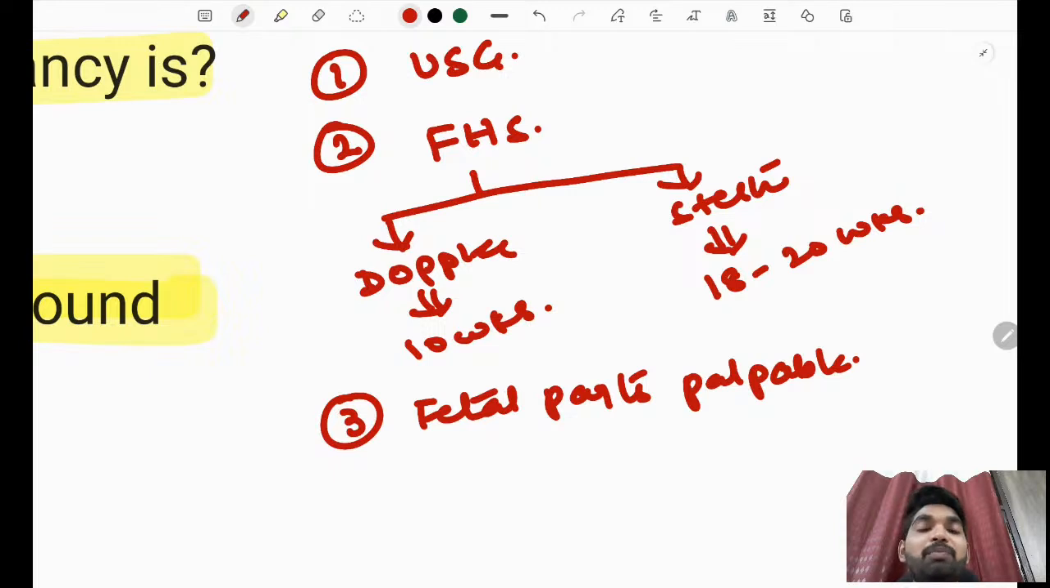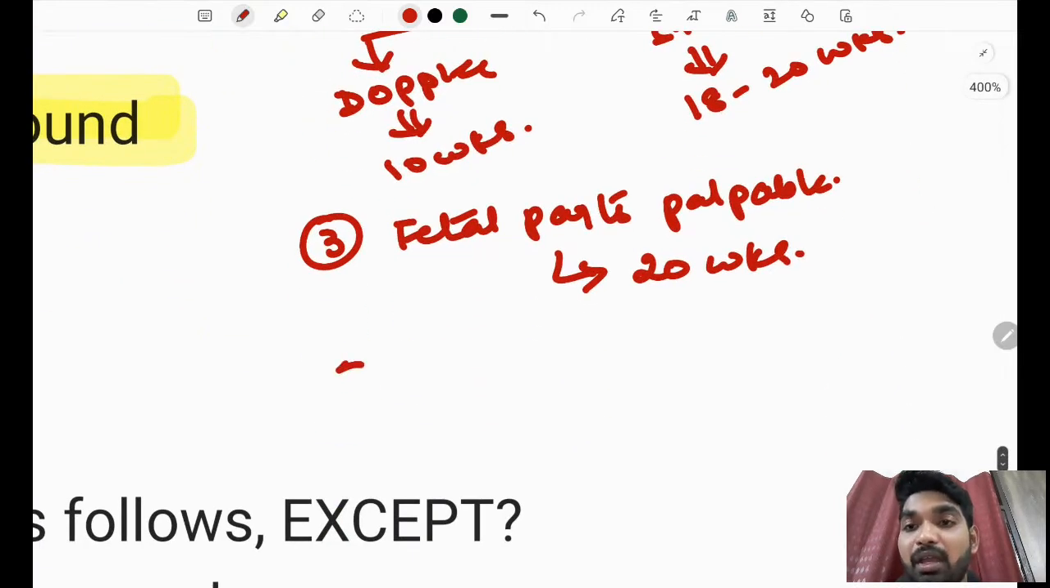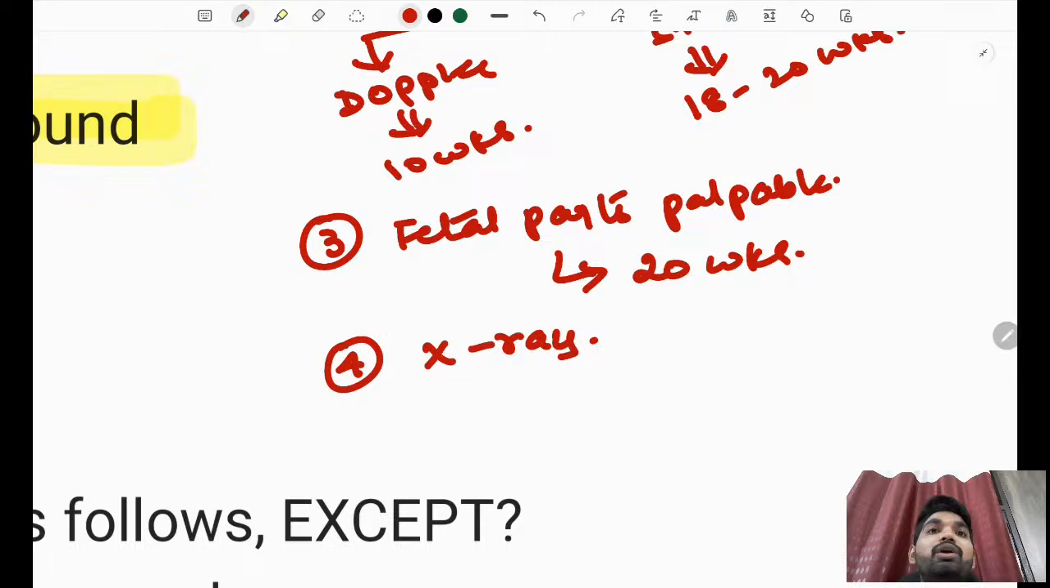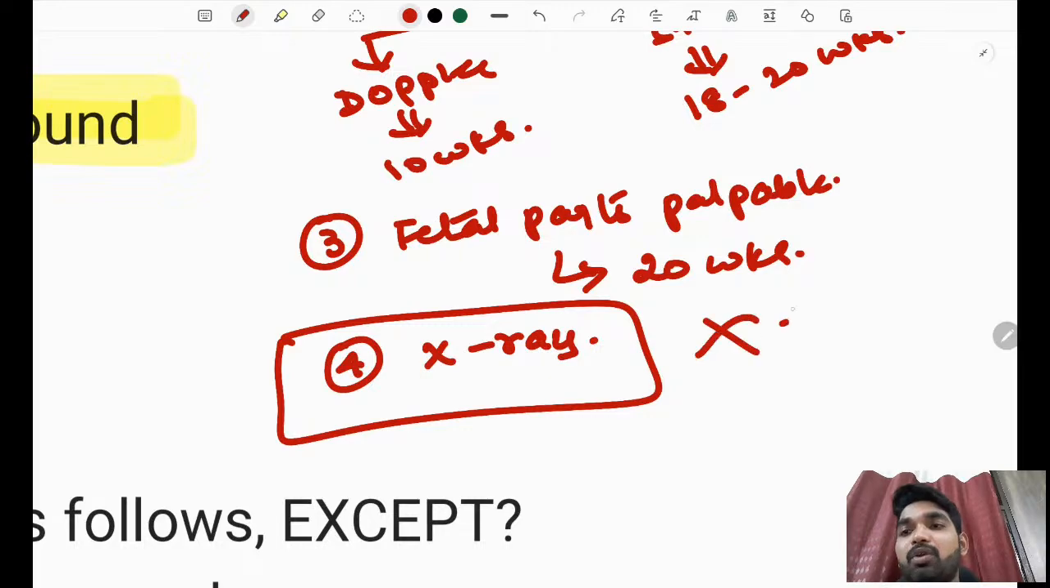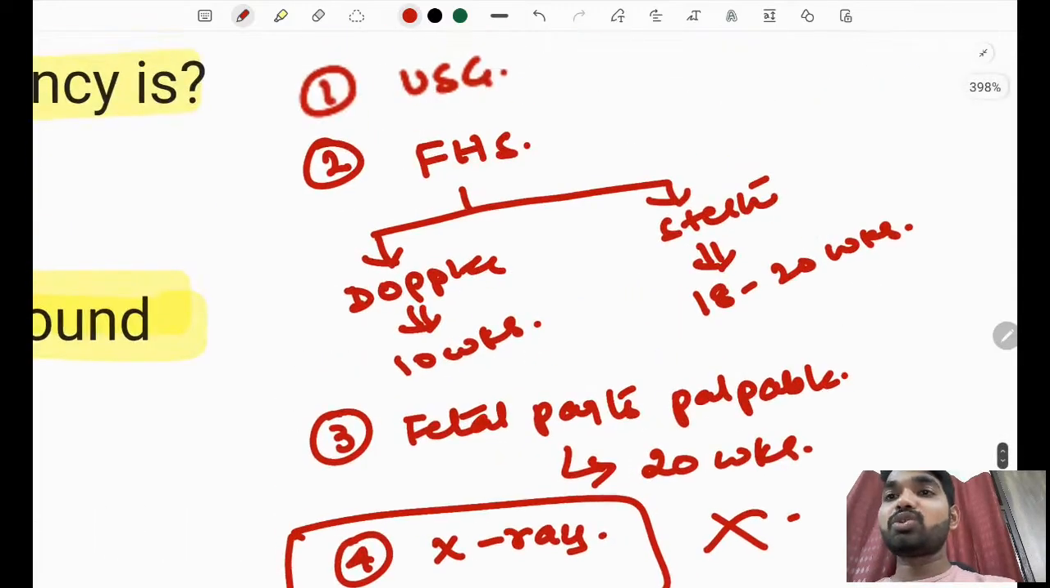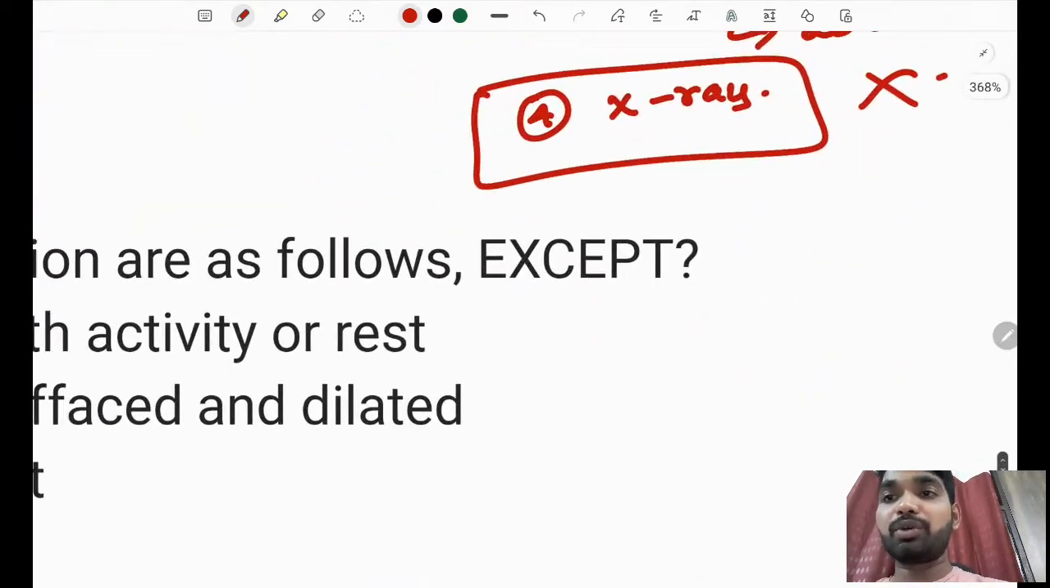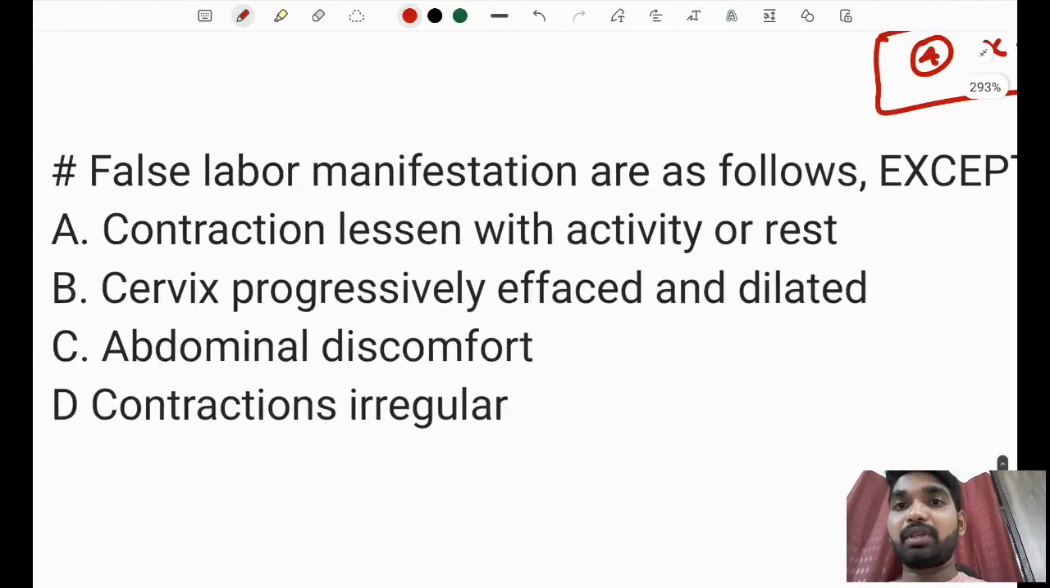So when do the fetal parts become palpable? Tell me, what time? From 20 weeks of gestation, fetal parts become palpable. And the last one is X-ray. You can also do an X-ray and see the fetal bones. Usually you don't do X-rays in pregnancy. Okay, so these are the things that you should remember for your exam.